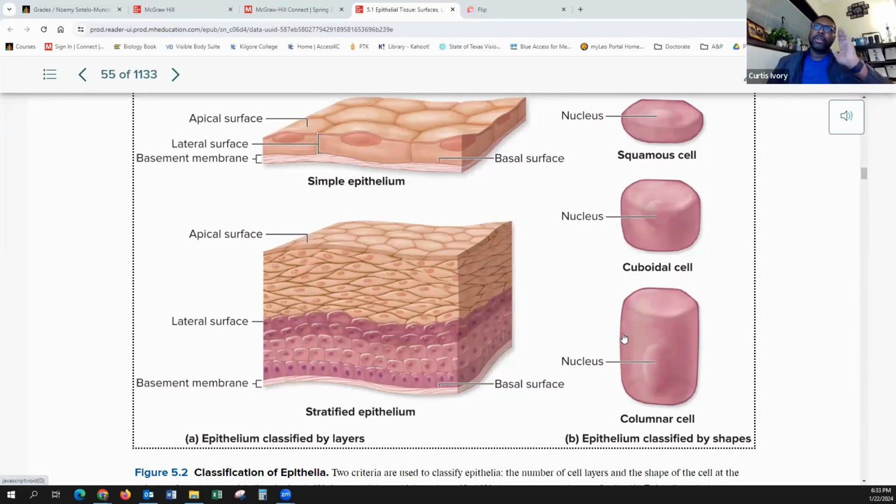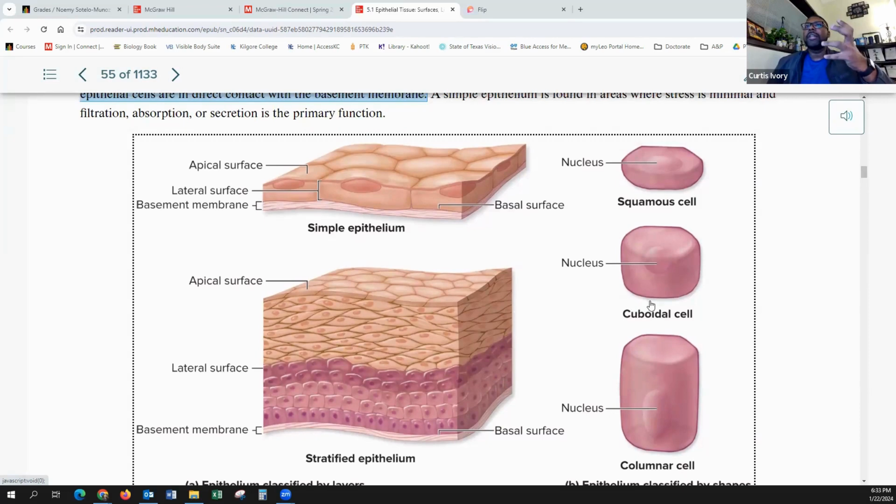So there's the basics of tissue shapes and sizes and the formations, whether it be simple or stratified. So you can have stratified cuboidal cells, you can have stratified squamous, you can have stratified columnar. Stratified just means that it's many layers thick. Simple just means it's just one layer thick.